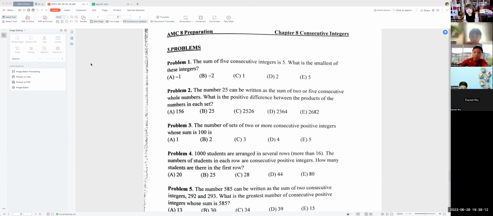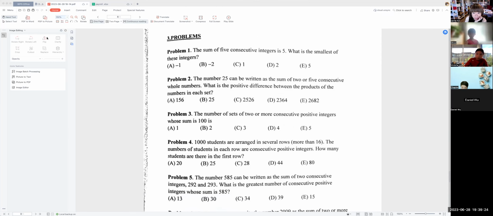Okay, the sum of 5 consecutive integers is 5. What is the smallest of these integers? 同学，你好好打啊，不要玩别的东西啊。Going, sit, sit down.